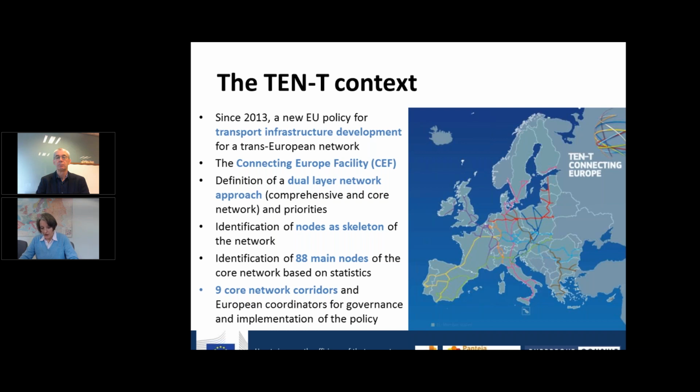As part of both networks, nodes have been defined as a skeleton of the network. For the core network, 88 main nodes have been identified on the basis of statistics, and according to implementation, nine core network corridors have been defined, which you see here on the map.